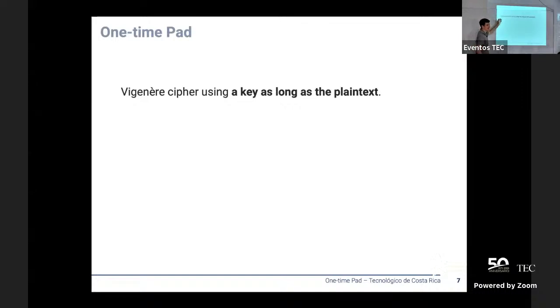And what is the one-time pad? It's basically the Vigenère cipher, but with a key as long as the plaintext. For the Vigenère cipher, we reuse the key. We remember from the previous class, we had this hello, and then we had ABC, and we reused ABC in order to encrypt the rest of the plaintext. We would reuse ABC, ABC, ABC all the time. But now if we choose a completely random key and we choose it as long as the plaintext, then actually we'll get a perfectly secure encryption cipher.